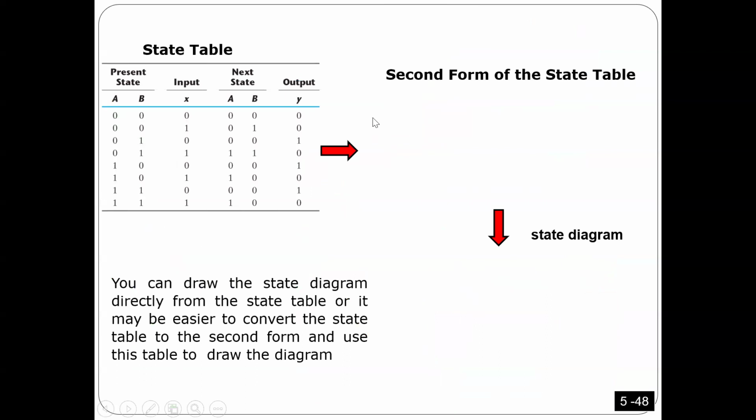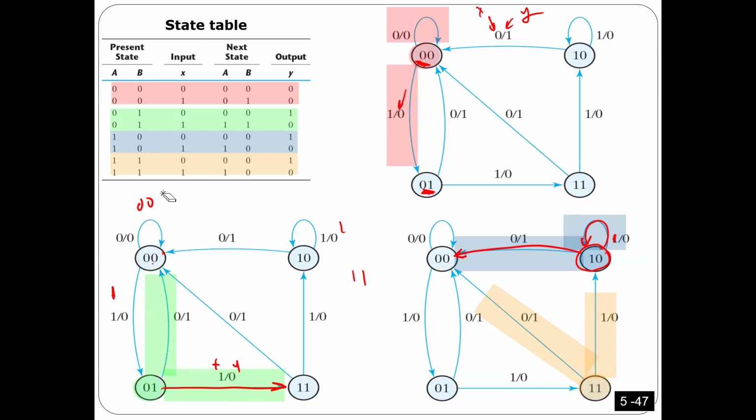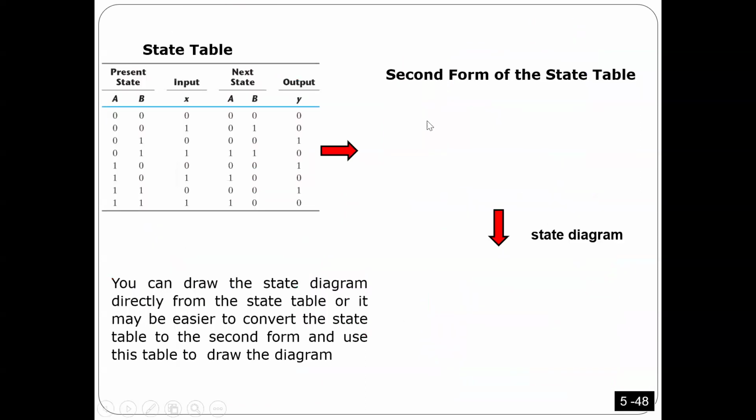So after you finish all of them, that's it. This is what I need to find: this table, and also the state diagram. I will give you 3 more examples. Same thing, I just repeat, just to understand it more.